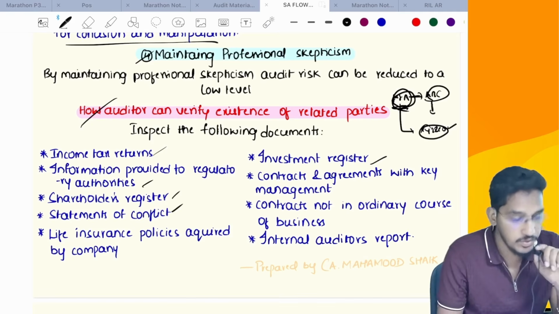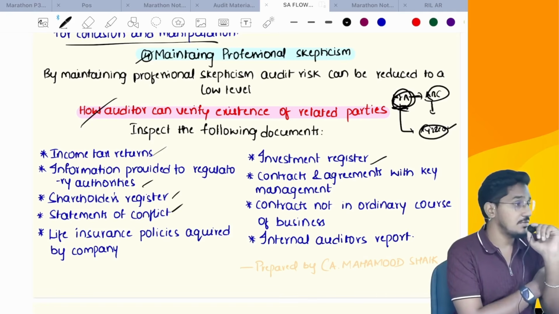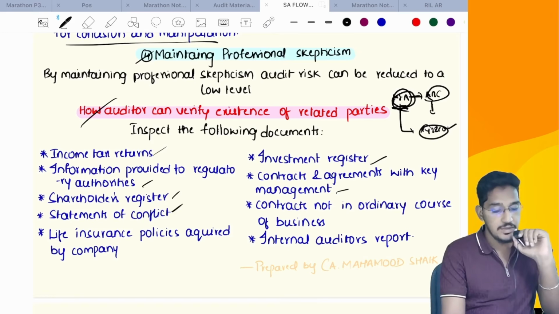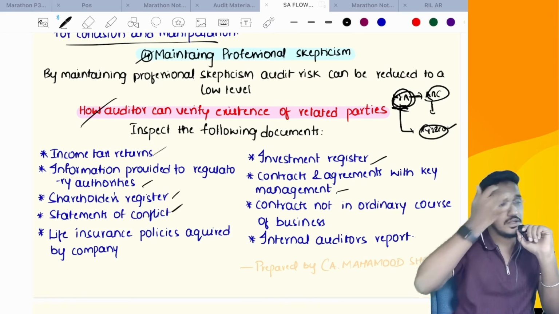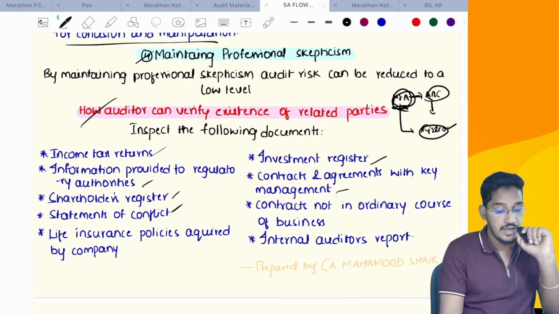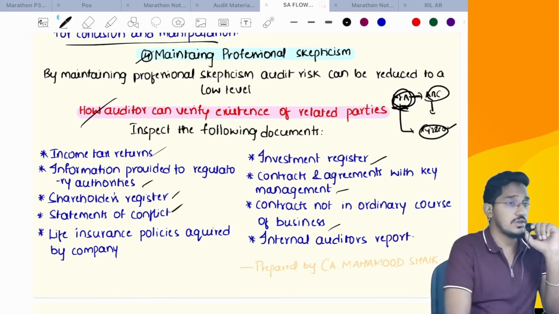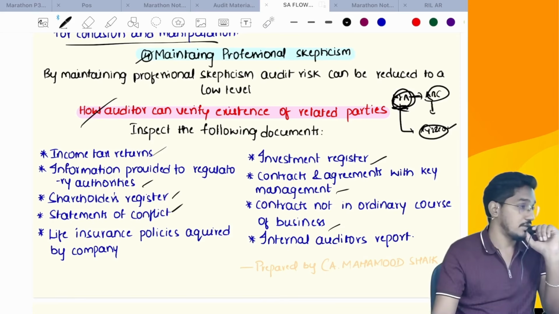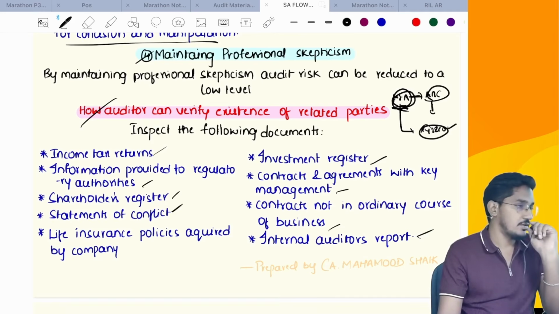And also I can go through the investment register. If you go through the investment register, once again, you will get to know subsidiary companies, associate companies, and joint ventures. Then contracts and agreements with the management. With the key management, whatever contracts you have entered, go through those contracts and agreements. And contracts which are not in the ordinary course of business. If you find any contract which is beyond the normal course of business, try to dig deeper. Why? Because outside the normal course of business, companies do transactions only with related parties in 99% of the cases. And then you can even go through the internal auditor's report.